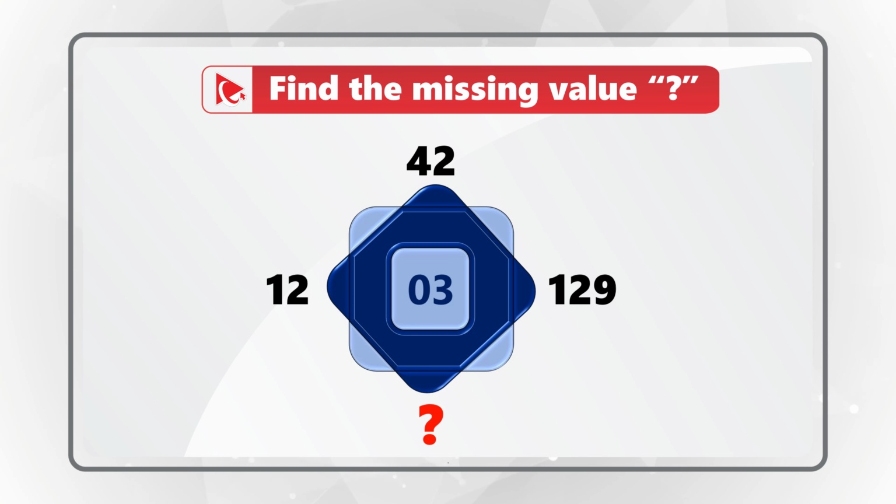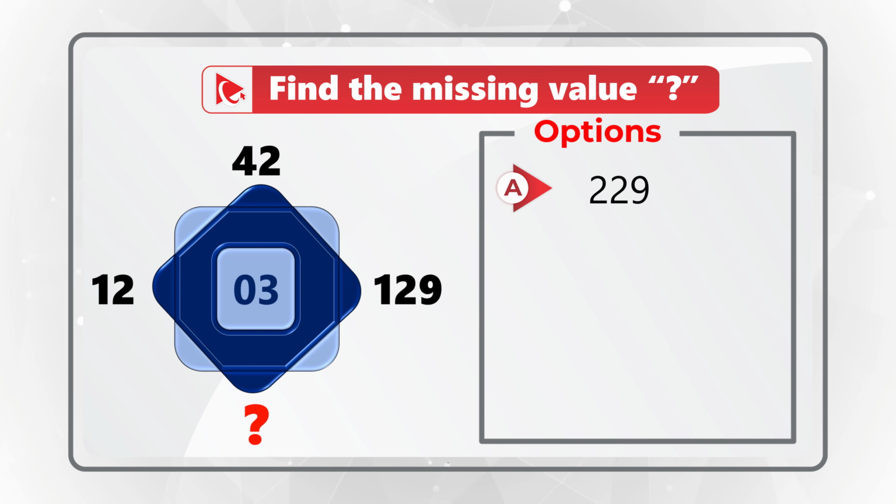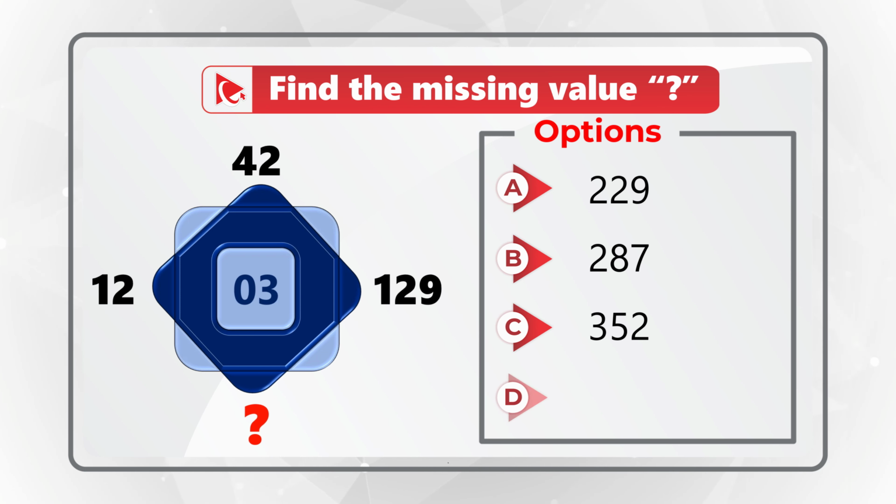The missing value is represented by the question mark in a shape that contains numbers around the shape as well as one number inside. The numbers you see are 12, 42, 129, and then there is a number 3 in the middle. You have 4 different choices to choose from. Choice A, 229. Choice B, 287. Choice C, 352. And then choice D, 390.